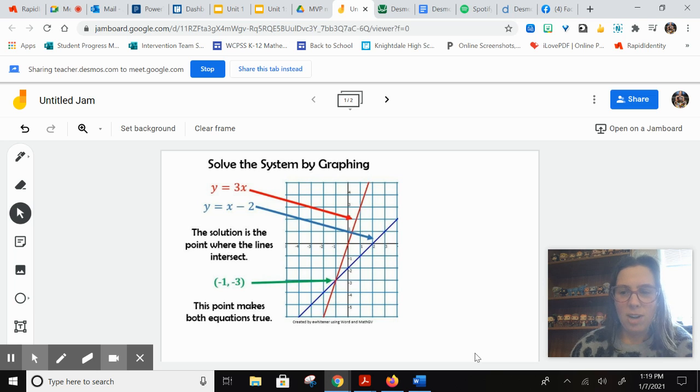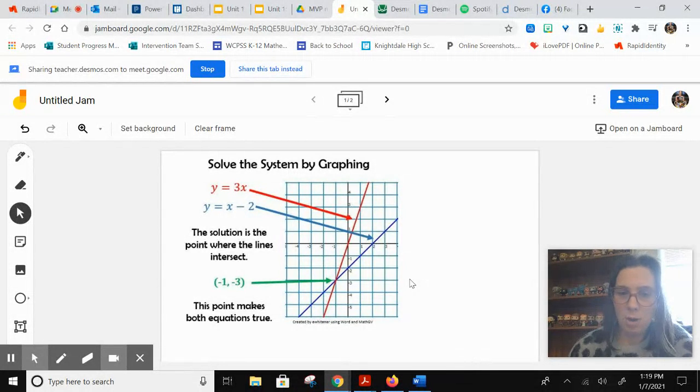Today we're going to learn how to solve a system of equations by graphing using technology. Specifically, I'm going to show you how to use the Desmos graphing calculator, because that is what you're going to be using when you take your final exam in a few months. So let's look at an example of solving a system by graphing.